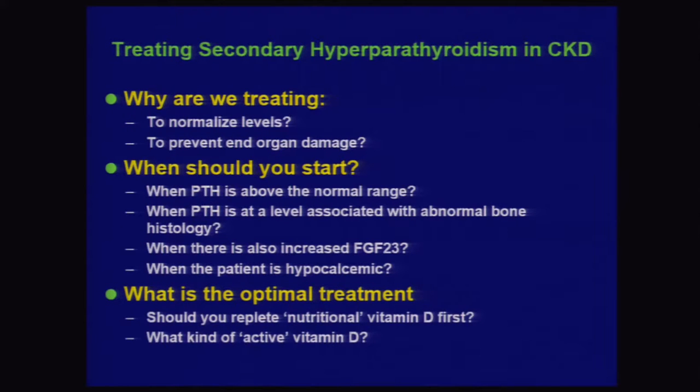So our goal is to treat secondary hyperparathyroidism in CKD, and we need to understand what and why we are treating this disorder. Are we treating the PTH to normalize its levels, or are we trying to prevent end organ damage? And then there are some important questions we need to think about, such as when do we start? When the PTH is above the normal range, when PTH is at a level associated with abnormal bone histology, should we be treating based on the FGF23 level, or should we be waiting until the patients become hypocalcemic?